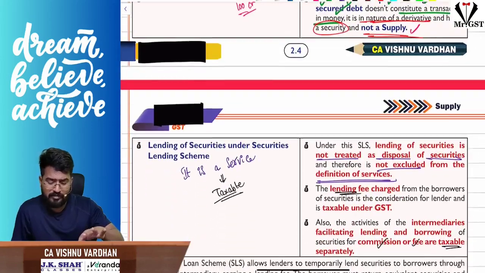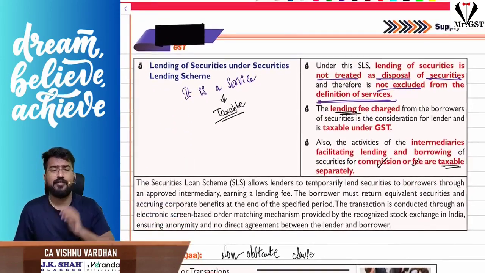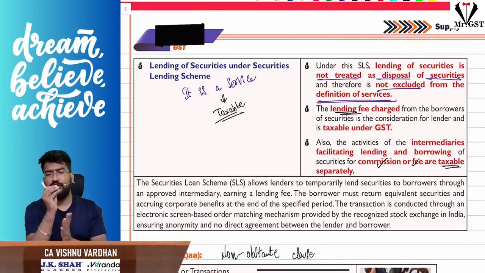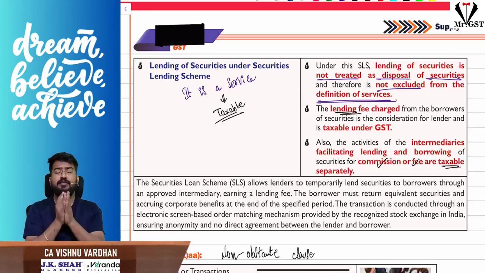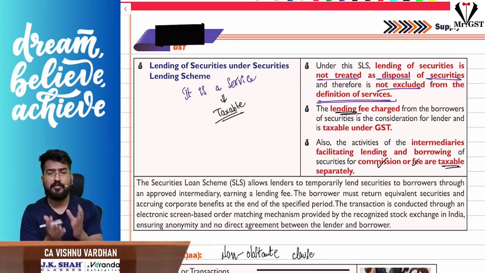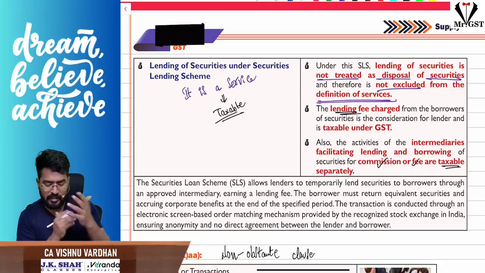And one more point is with respect to lending of security services. In lending of security services, you are not selling the security, you are just allowing somebody to use your securities, for which you are charging a separate consideration. So it is very much treated as a service and hence it is taxable. And if you remember, you will see this in the reverse charge mechanism also, security lending services coming under RCM. So this is another clarification for you.